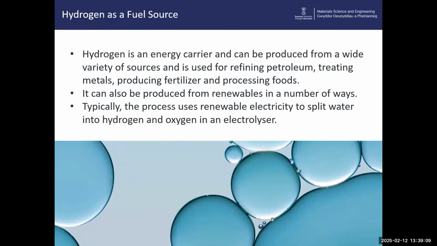So, hydrogen as a fuel source. This is a topic that could be presented on its own, it's such a broad topic. However, it was worth mentioning today as it links in well with renewable energy technologies. Hydrogen is an energy carrier and can be produced from a wide variety of sources and is used for refining petroleum, treating metals, producing fertilizer, processing foods, and so on. It can also be produced from renewables in a number of ways. Typically, the process uses renewable electricity to split water into hydrogen and oxygen in an electrolyzer.